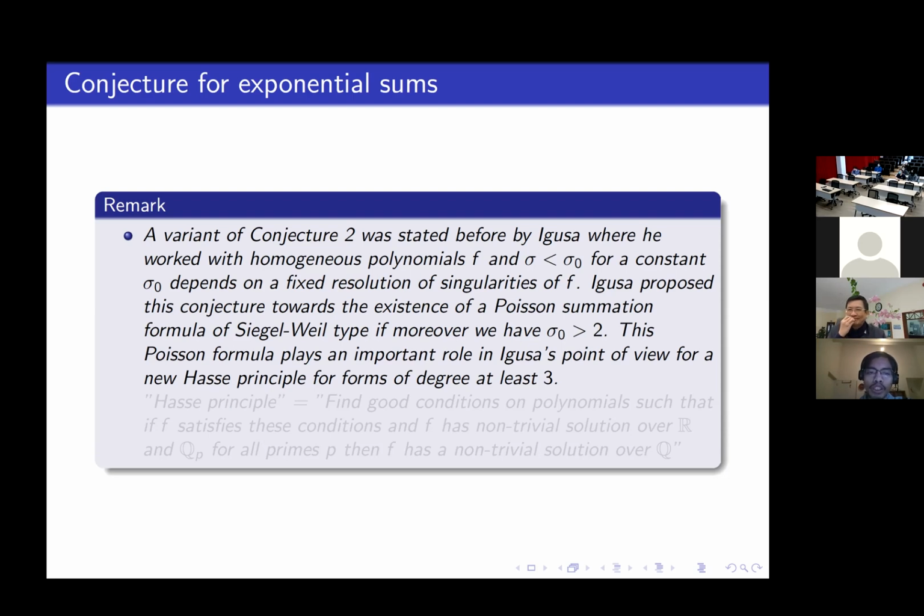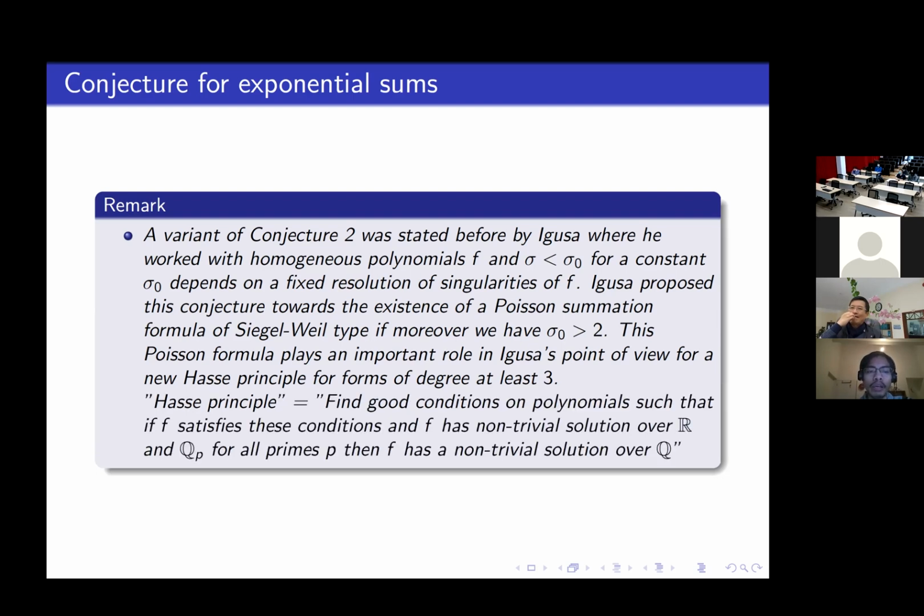And this Poisson formula plays an important role in Igusa's point of view for a new Hasse principle for forms of degree at least 3. Here, Hasse principle means that we try to find a good condition on polynomials such that if f satisfies this condition and f has a non-trivial solution over R and Q_p for all primes p, then f has a non-trivial solution over Q.